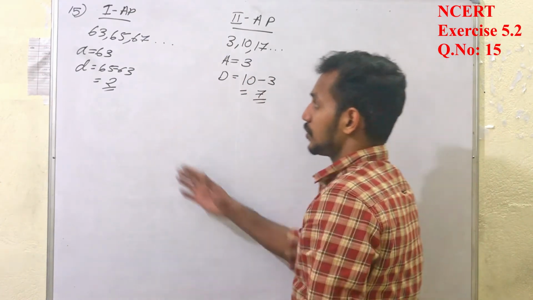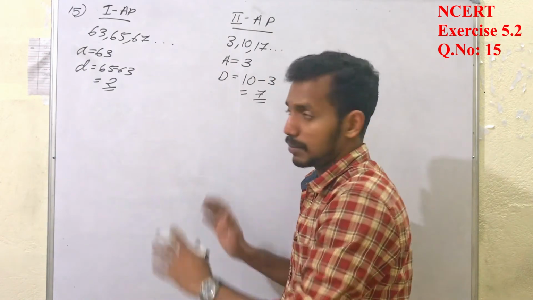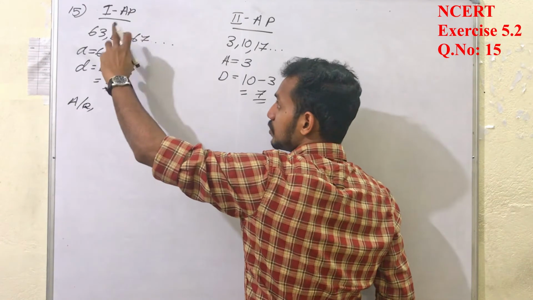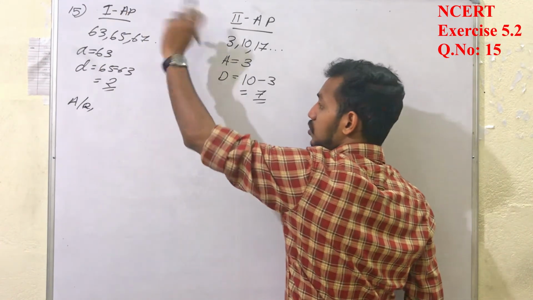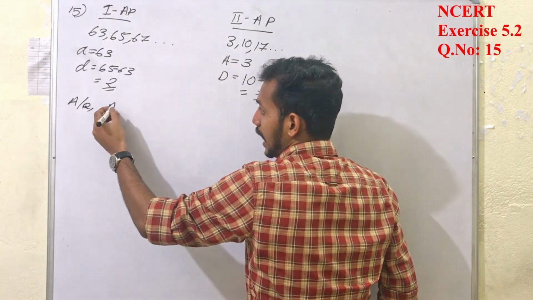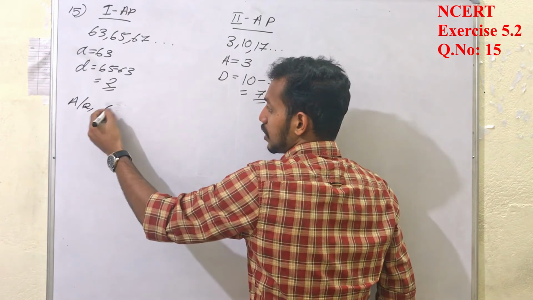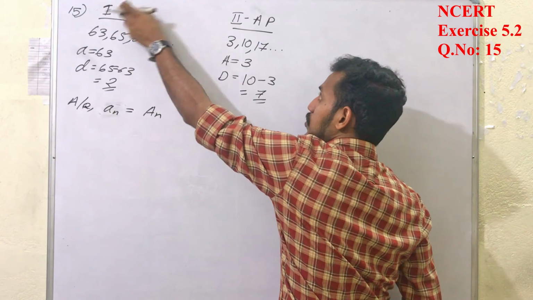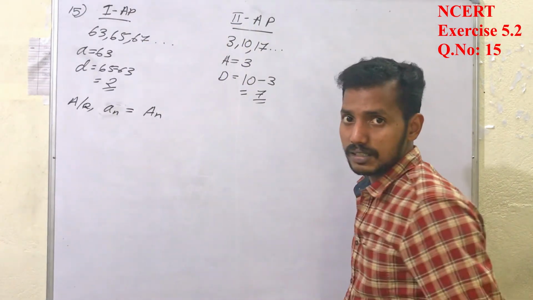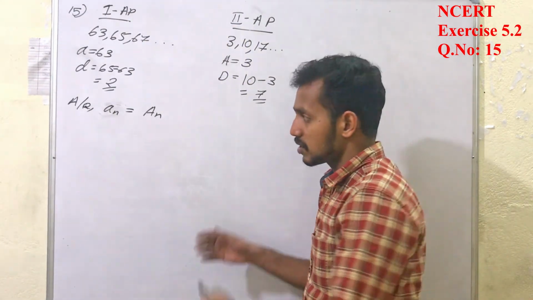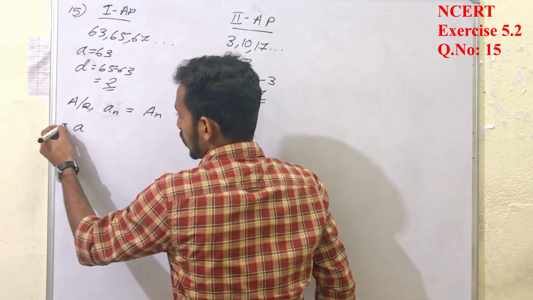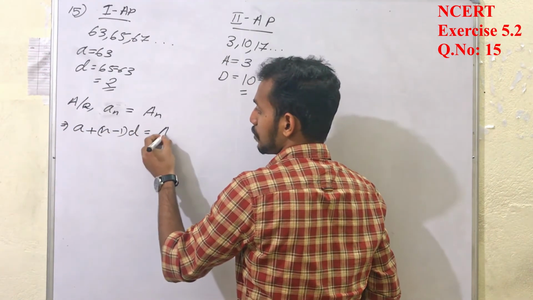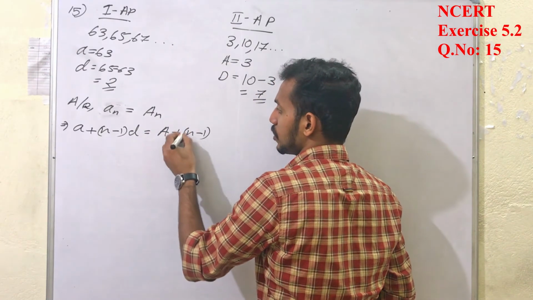So now we have got the first term as well as the common difference of both APs. According to the question, what is given? For which term the nth term of these two APs will be equal? So that a_n should be equal to capital A_n. The nth term of this AP should be equal to the nth term of this AP. That is the condition given in the question. Now just substitute the values. So that implies a plus n minus 1 into d is equal to capital A plus n minus 1 into capital D.